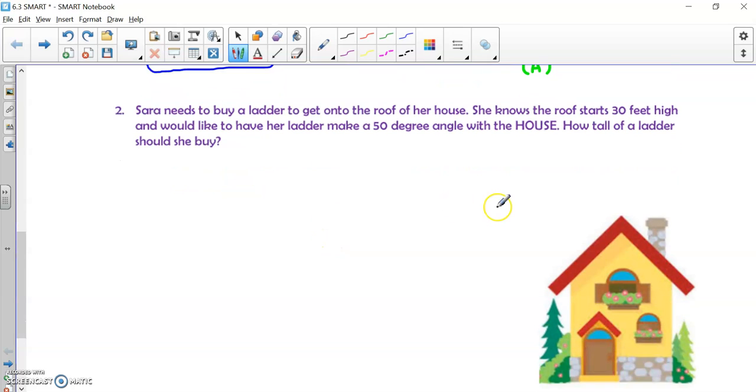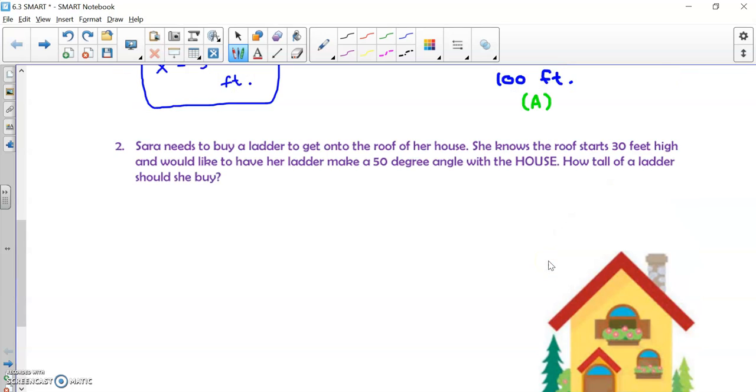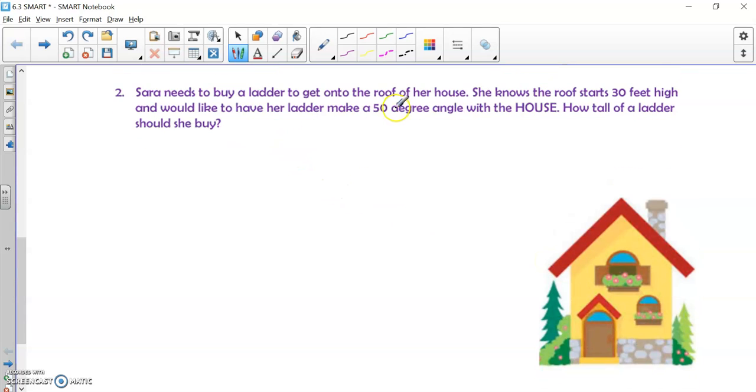Okay, Sarah needs to buy a ladder to get onto the roof of her house. She knows that the roof starts 30 feet high and would like to have her ladder make a 50-degree angle with the house. How tall of a ladder should she buy? So just based on the information we have here, we want to start creating our picture, start making our triangle. We know that the bottom of the roof is 30 feet off the ground, so that's this height right here. We can go ahead and label it with a 30.